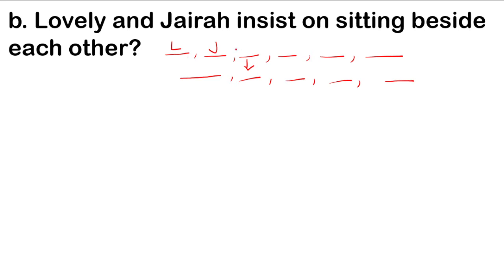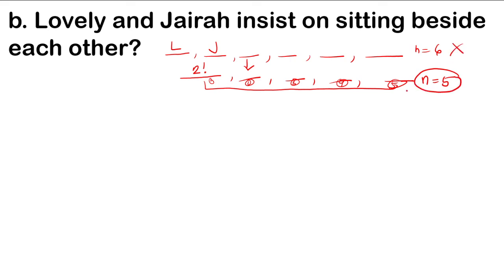Okay? Next, so from n is equal to 6, since etong dalawa gusto magkatabi, si Lovely at si Jaira, automatically itong arrangement nila 2 factorial na. Okay? So kung bibilangin mo yung seats natin, ilan na lang? 1, 2, 3, 4, 5. So from n is equal to 6, ang gagamitin mo dito, n is equal to 5 na lang. Okay? Ito na yung n mo, hindi 6. This is not your n value. Okay? But provided yung arrangement ni Lovely at ni Jaira ay 2 factorial.